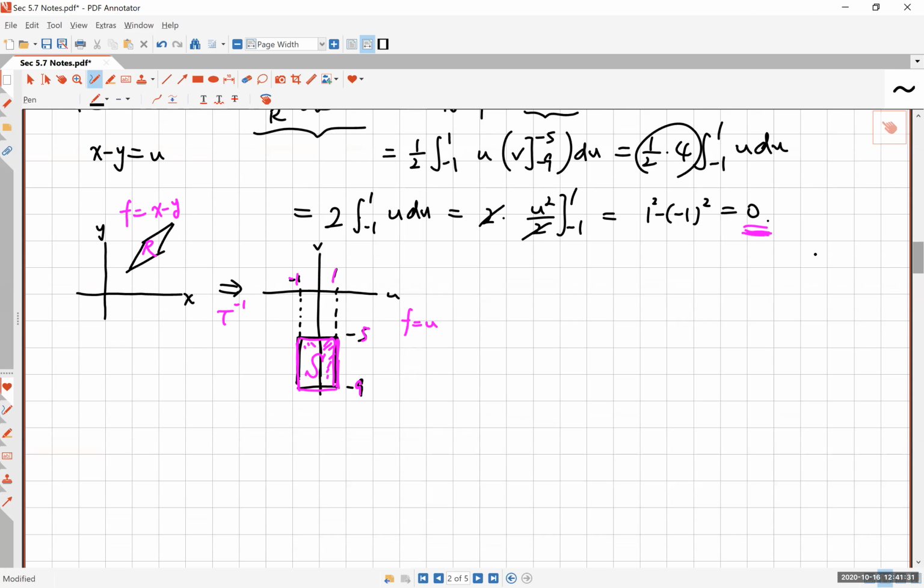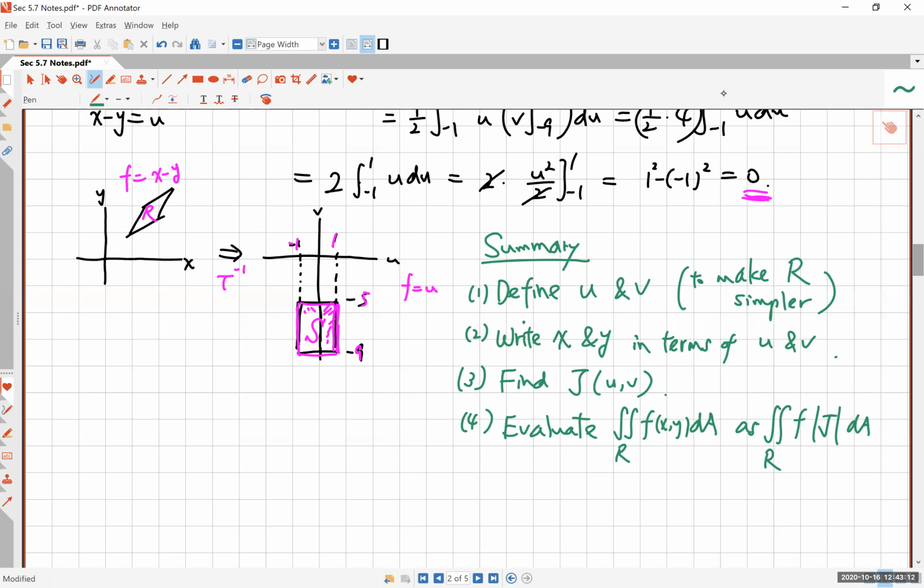All right, so I think maybe I should summarize this, okay? So let me go ahead and write the summary of what happened here. Maybe I'll use a different color in this case. Here's a summary. Okay, so roughly 4 steps. First, define u and v. This is really a hard thing.